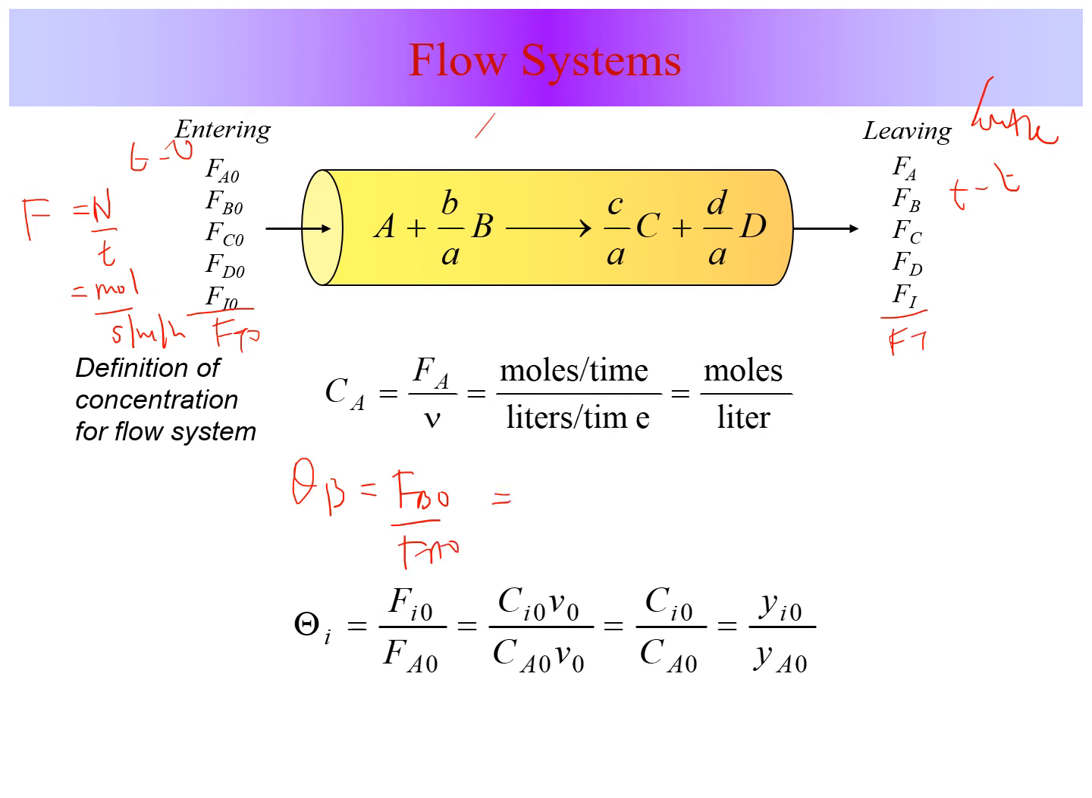Now we convert to species B, which is CB naught over CA naught. Why do we have to multiply with V naught? Because F is equal to C times the volumetric flow rate. So we have V naught here and V naught here, and we can cancel the V naught, because this is the constant volumetric flow rate in the batch. So we have CB naught over CA naught.